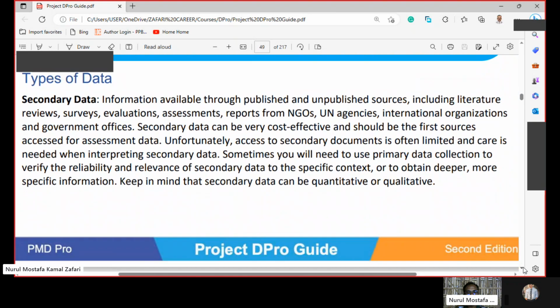So first of all, types of data. In terms of data sources, there are 2 kinds of data. Number 1 is secondary data, which is already the published things and unpublished things, but not directly collected. And this data has some good sides and bad sides, means weaknesses.